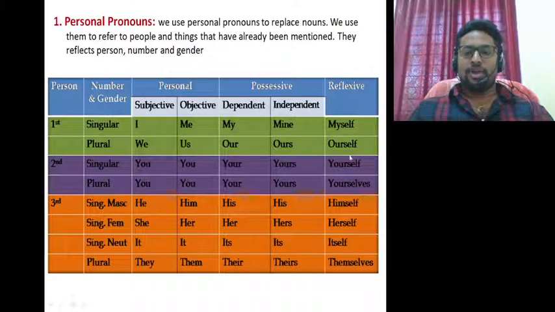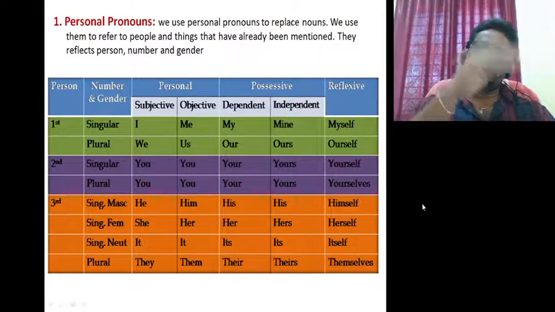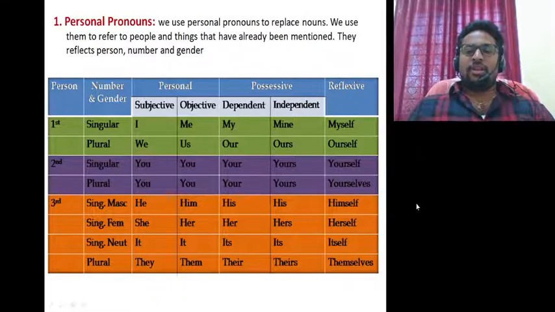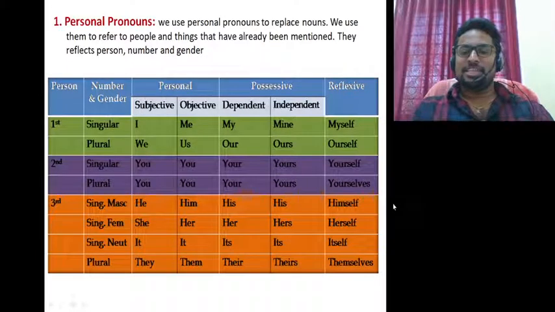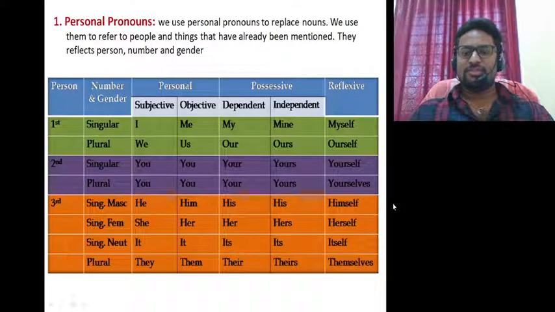Another pronoun we have is the reflexive pronoun. Whatever the person or thing performs, that action reflects back onto the subject. For example, I cut an apple myself. The action is going back again onto the subject. Myself, I did it. Reflexive pronoun.